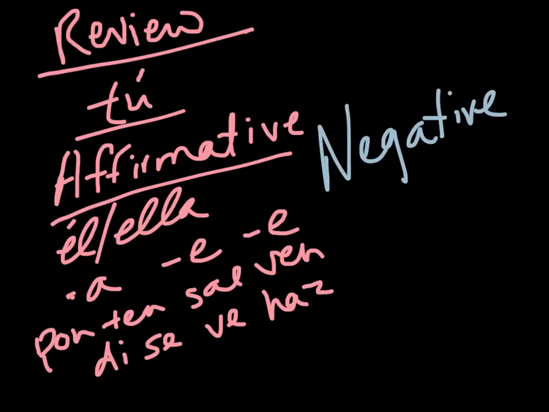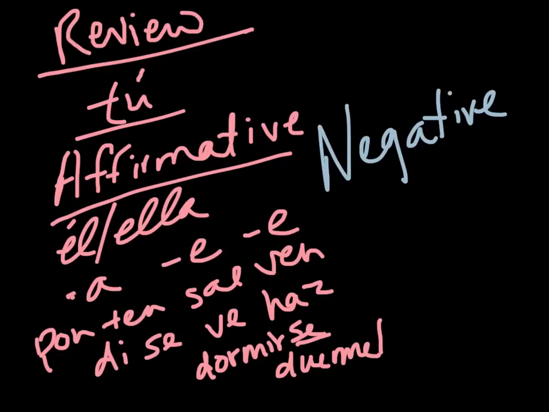Also, remember that if there is a pronoun at the end, or if the verb's reflexive, you will need to put your pronoun at the end. So, for example, dormirse, which means to fall asleep. In ella form, dormir becomes duerme, and then se changes to te. And because we put a pronoun on the end, here's our verb ending, and we put a tilde on the vowel that comes before the verb ending.